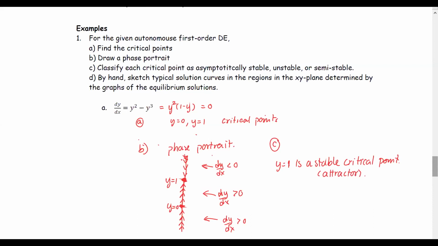And at y equals 0, the upper part, the arrow is going away, the lower part, the arrows are coming toward that point. Therefore, y equals 0 is a semi-stable point.